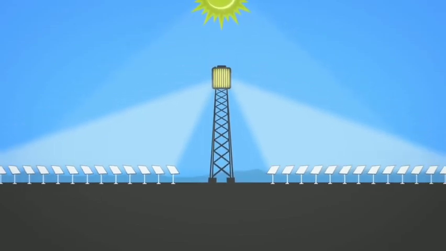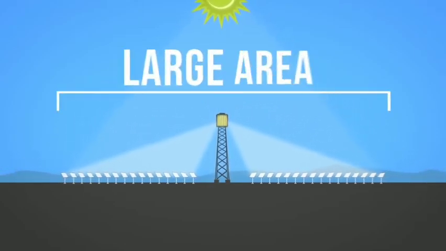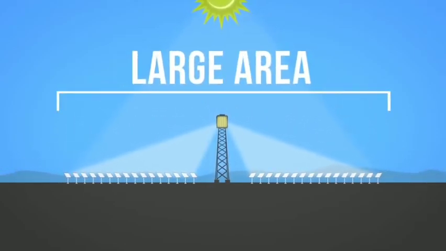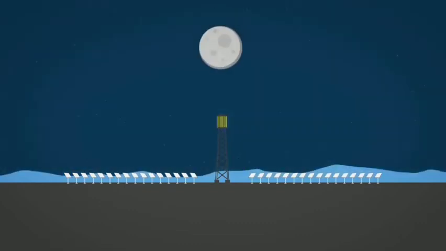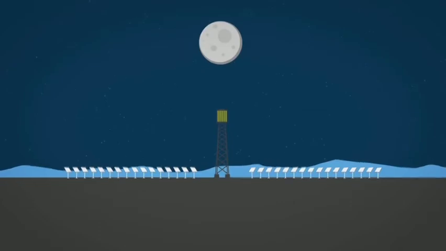Sunshine is not a very concentrated energy source, so it can take a large area to make a reasonable amount of energy, evoking efficiency and in some cases land use concerns. Sunshine is also intermittent, and its availability is dependent on location and time.